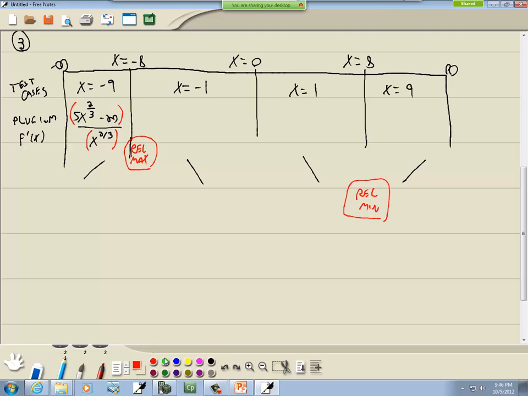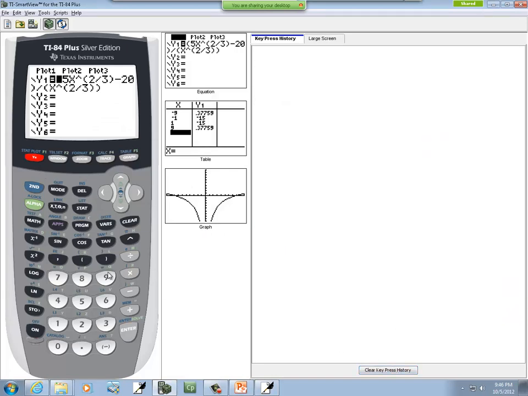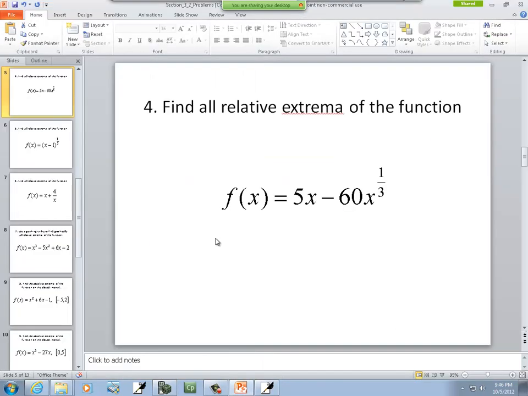Well, step 4. We got x equals -8. We said that's a max. And we also got x is equal to 8. That's a min. Well, I'm going to put my original function into my calculator. So I'm going to go to y equals. Press clear. And my original function, what's that look like?